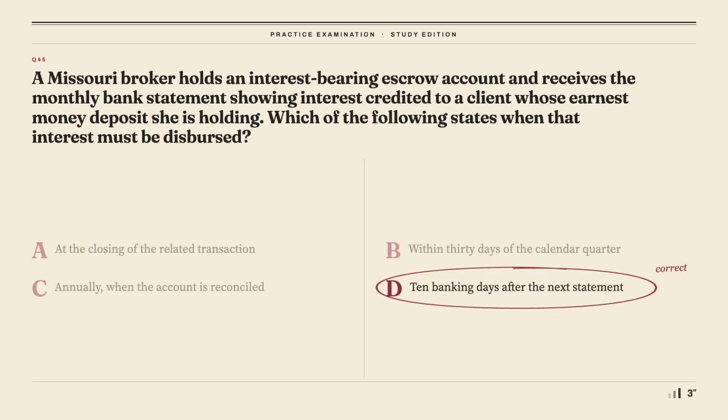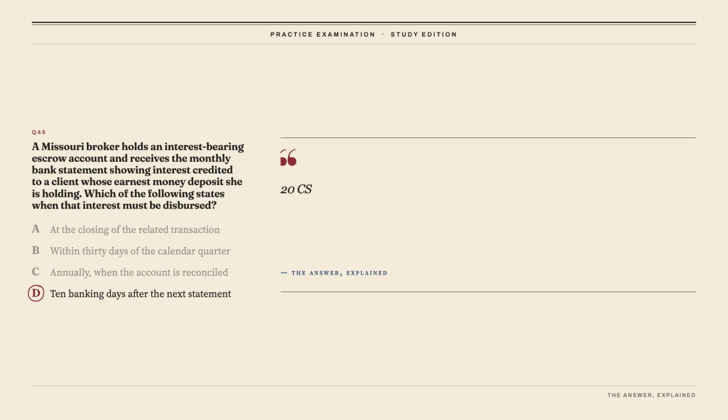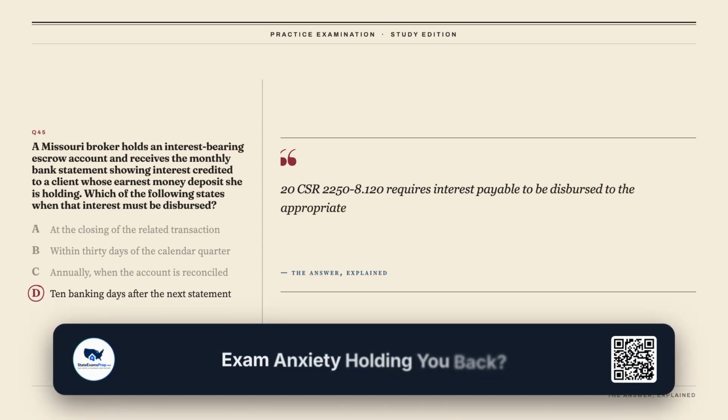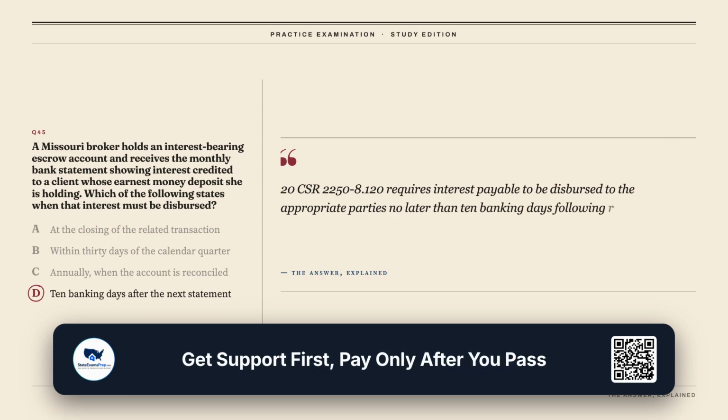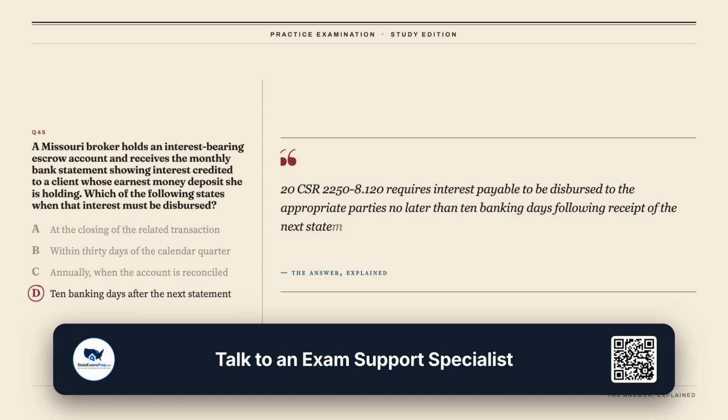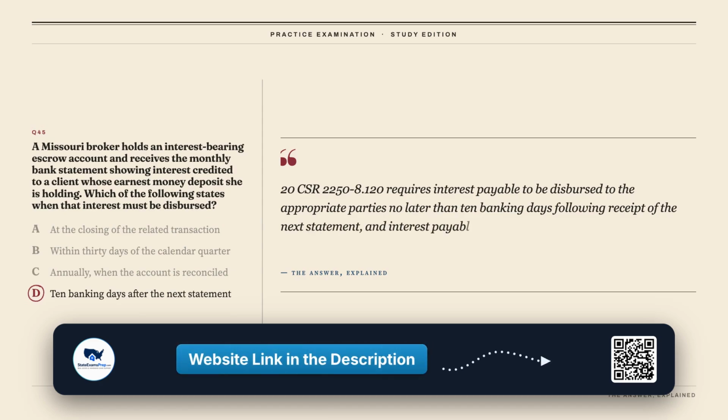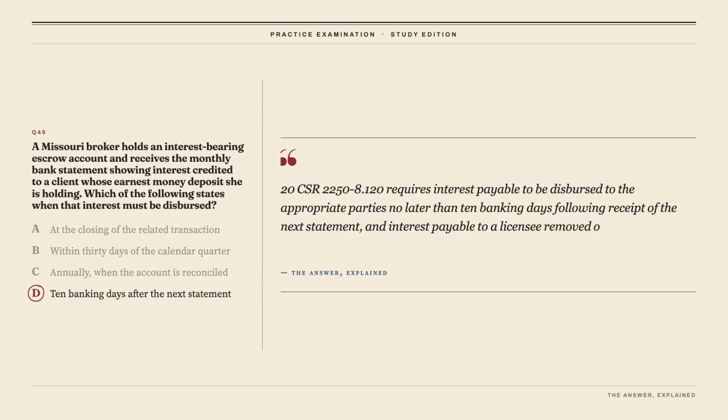The correct answer is D. 10 banking days after the next statement. D is correct because 20 CSR 2250-2120 requires interest payable to be disbursed to the appropriate parties no later than 10 banking days following receipt of the next statement, and interest payable to a licensee removed on the same schedule.